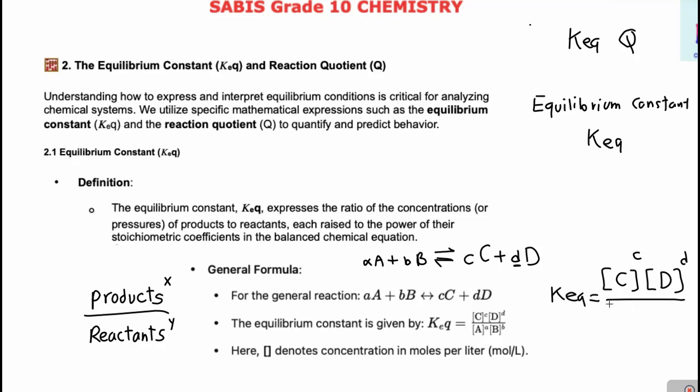And then I'll divide this by the reactants. So what are the reactants? The reactant is A, again multiplied by, take care, not addition, multiplied by B. So it's to the power of alpha and to the power of b. So this is the equilibrium constant.